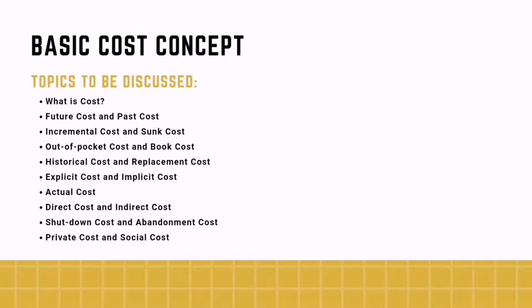So the topics are: what is cost, future cost and past cost, incremental cost and sunk cost, out-of-pocket cost and book cost, historical cost and replacement cost, explicit cost and implicit cost, actual cost, direct cost and indirect cost, shutdown cost and abandonment cost, private cost and social cost.